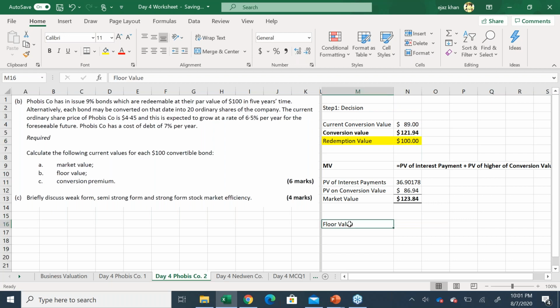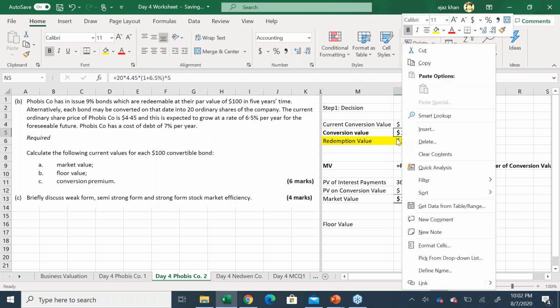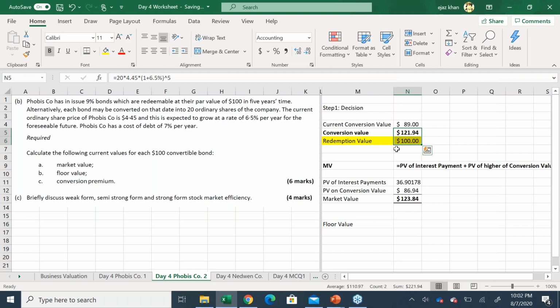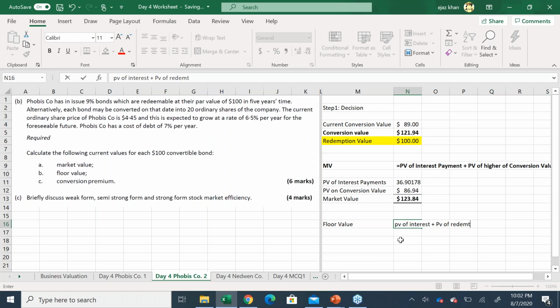So floor value is basically the minimum value of a debenture, and it will always be based on the redemption value rather than the conversion value. So in the market value calculation, we take the higher of these two. Whereas in the floor value calculation, all the calculation will be same, but instead of taking conversion value, we should always be taking the redemption value. Remember this. So the formula of floor value will be PV of interest plus PV of redemption value. That's the formula. Always this should be the formula.